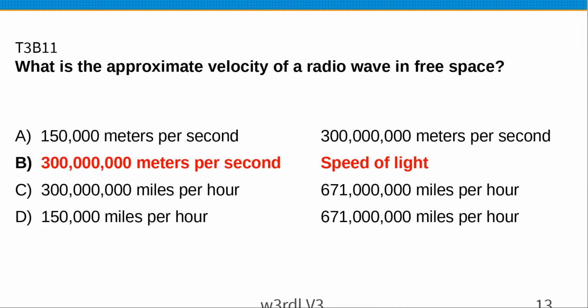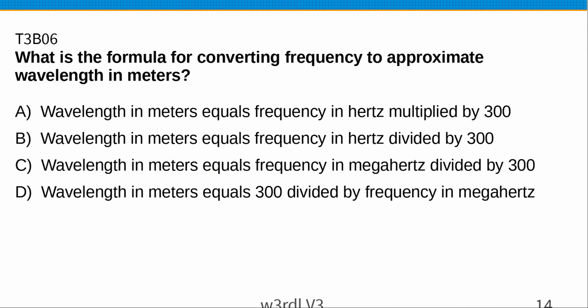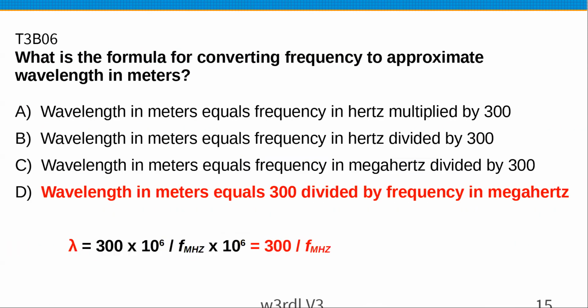What is the formula for converting frequency to approximate wavelength in meters? The speed of light. No, not D. The speed of light divided by the frequency. 300 divided by the frequency. Yeah. Delta. Let's try delta. Very good.